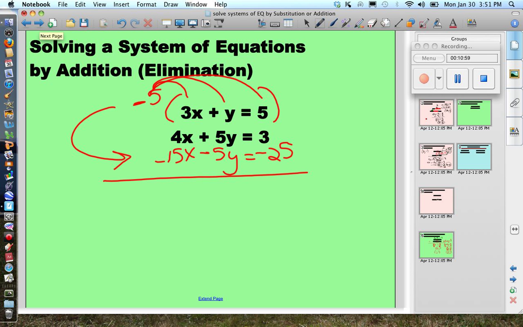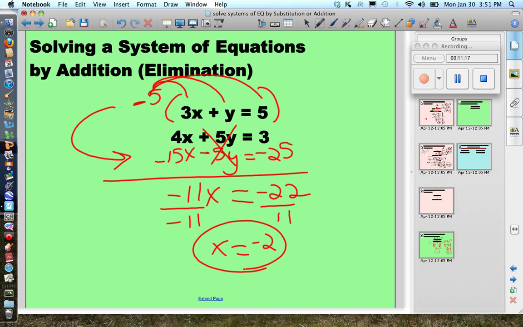Now I'm going to add those two equations. 4x and negative 15x is negative 11x. The y's cancel each other out. 3 plus negative 25 is negative 22. And now I'm just going to divide by negative 11. And I get x equals negative 2.